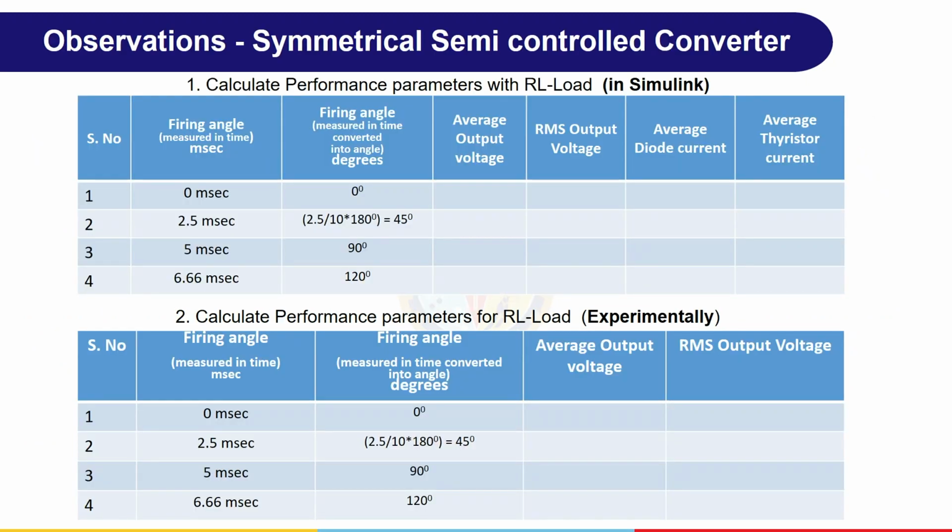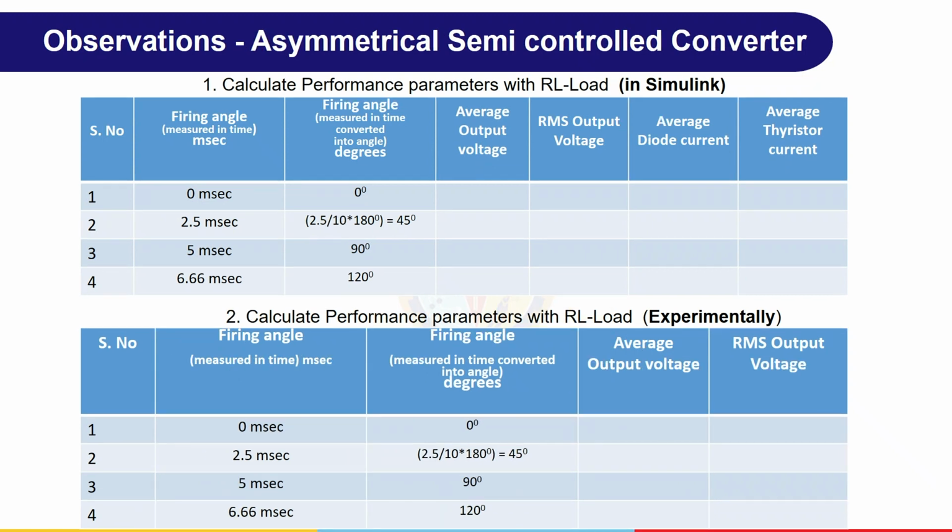Observation of symmetrical semi-controlled converter. One is from the Simulink results. Second one is the experimental results for firing angles 0, 45, 90, 120 degrees, both Simulink and experimental. Observations: asymmetrical semi-controlled converter with RL load, Simulink and experimental, firing angles 0, 45, 90, 120 degrees. Simulink and experimental also, place the resultant values. Thank you.